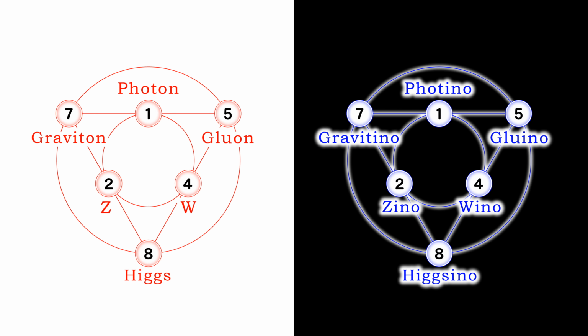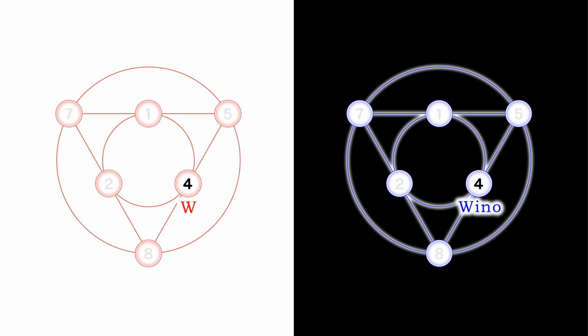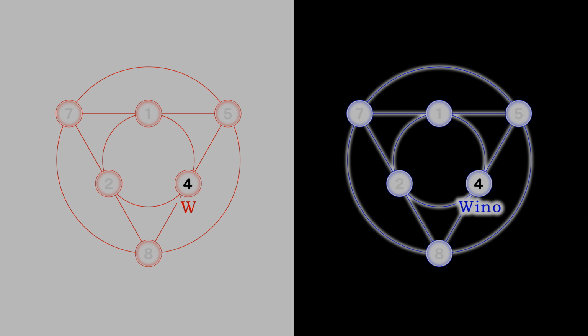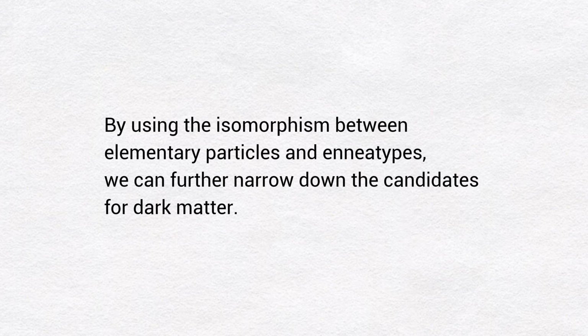A particle and its supersymmetric partner have the same electric charge. The W boson has electric charge, and thus, its supersymmetric particle also has electric charge. That is, the wino, which is the supersymmetric partner of the W boson, is not a candidate for dark matter. By using the isomorphism between elementary particles and enneatypes, we can further narrow down the candidates for dark matter.